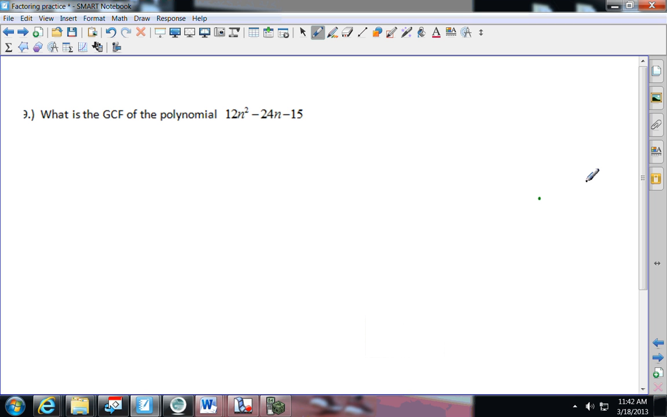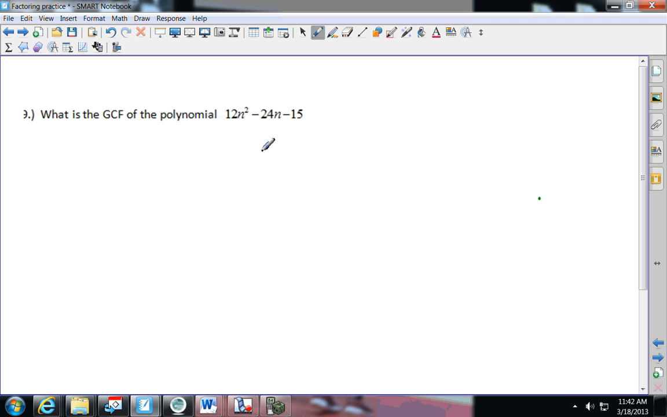Right here, what is the GCF? GCF stands for greatest common factor. Well, the first thing I go through and see is I look at the number that's right here in front, 12. Does 12 go into 24? Yeah. But does 12 go into 15? No. Okay, so my GCF is not 12.